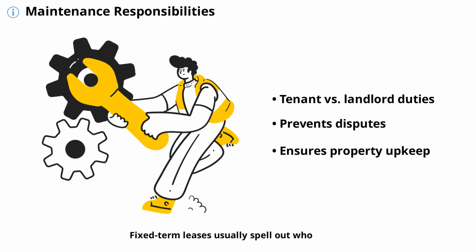Fixed-term leases usually spell out who is responsible for maintenance and repairs. Typically, tenants handle minor issues like changing light bulbs, while landlords take care of major repairs. Clear terms help prevent disputes and ensure the property is well maintained throughout the lease period.